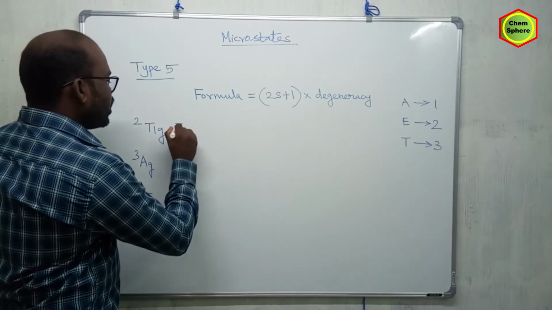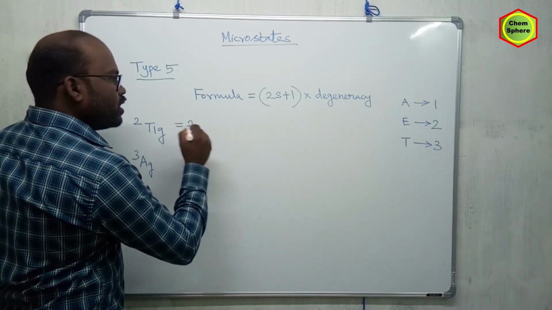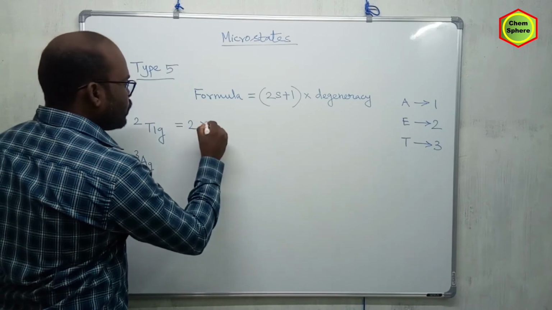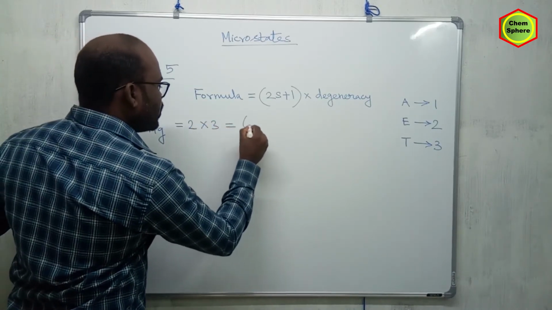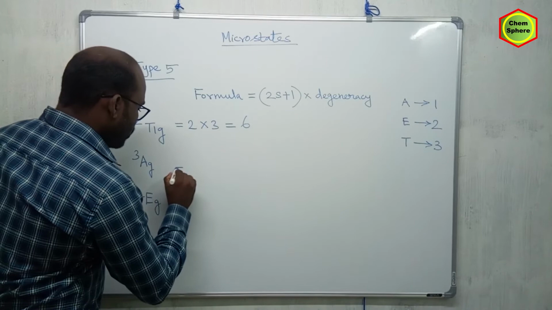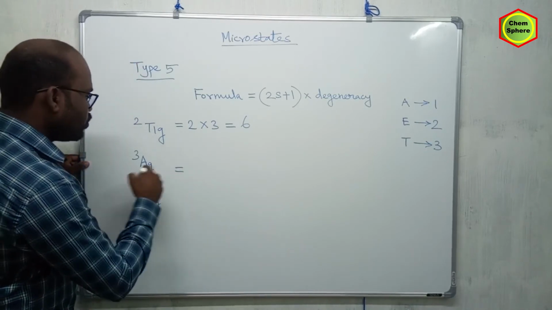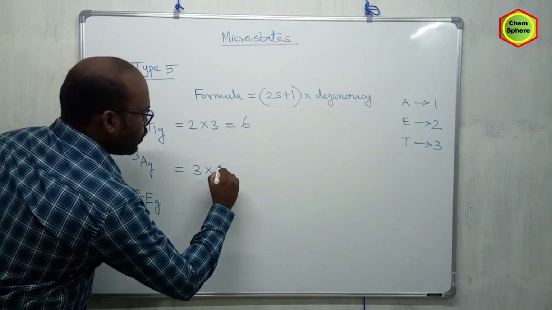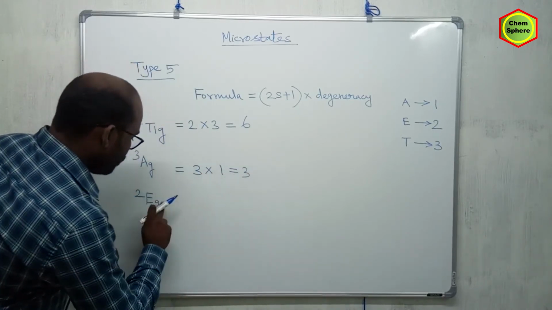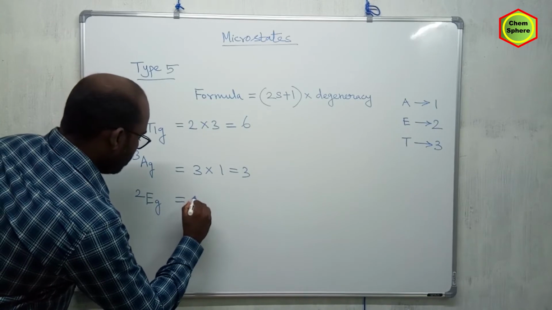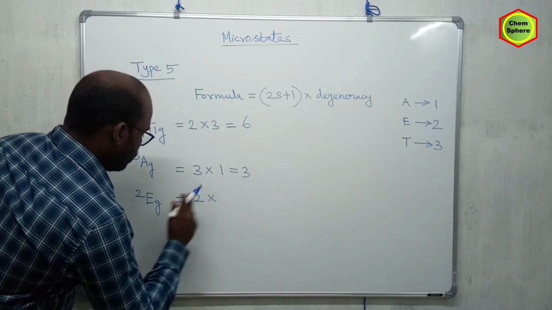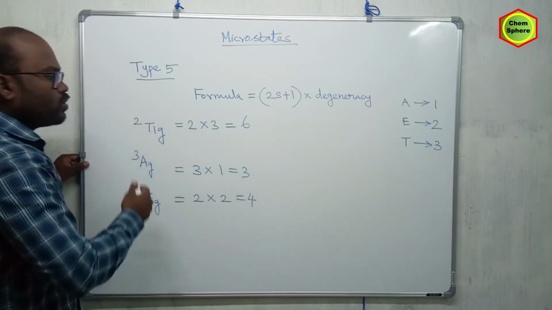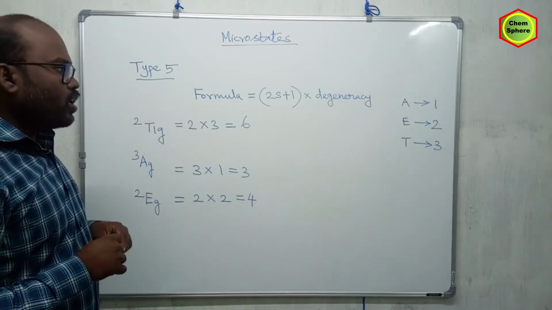When we apply the formula, spin multiplicity into degeneracy, for T is 3. So the total number will be 6. For this particular Mulliken term symbol, spin multiplicity 3 into 1 equal to 3. For this, 2 into E means 2, 4. This is the answer for this one.